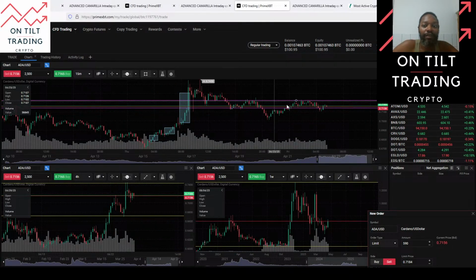Next up is Cardano. Cardano, we'll do a top down on Cardano. So here on the weekly, this is the previous strong low. This is the previous week high. Cardano's put in another lower high here. It's trading in this range, so it could go long or short from here, but it has been selling off since this week high has been placed in.